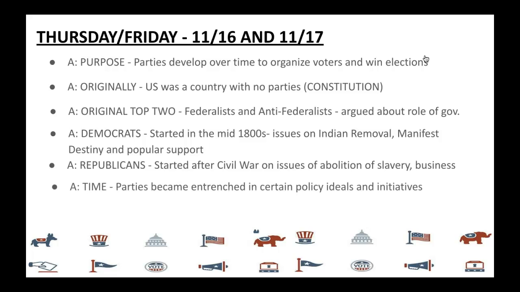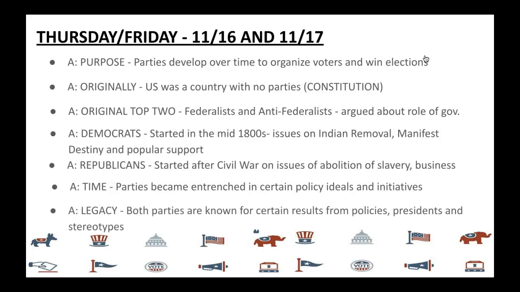Now, what has time proven over the course of these political parties? Well, parties became entrenched in certain policy ideals and initiatives, and the way that these parties acted on these ideals and initiatives tells us what they value. And in a way, it also tells us about the people who were put in government too. So the legacy of political parties helps us understand the results that came from these policies, precedents, and stereotypes over time that give us the modern-day Democrat and the modern-day Republican. So there you go, there's the first question for the first half of the cycle.